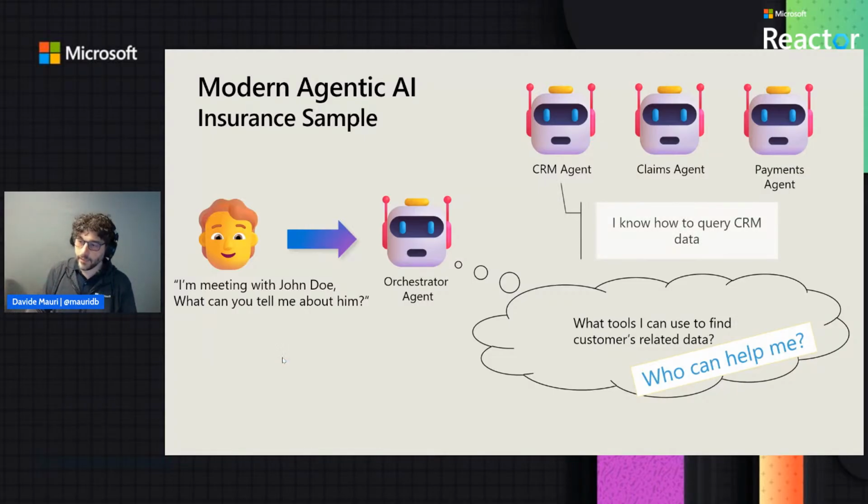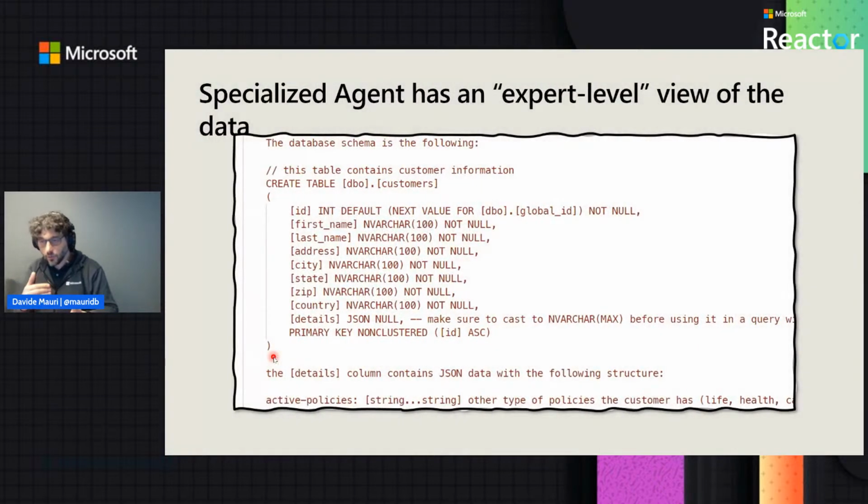For example, the CRM agent will inform the orchestrator agent that it knows how to query the CRM data. And this is what the CRM agent will actually see and have access to in terms of context information. The CRM agent knows exactly how the table is built and how to query it, the fact that, for example, active policies are stored in a column called details, which is a JSON column. So the specialized agents have very, very specialized knowledge on how to query their own data.